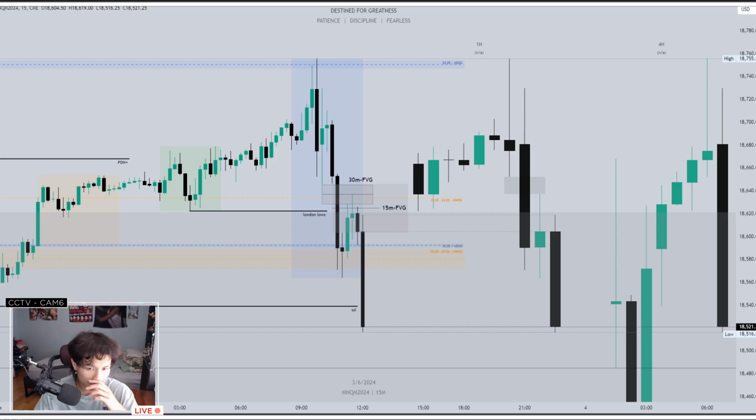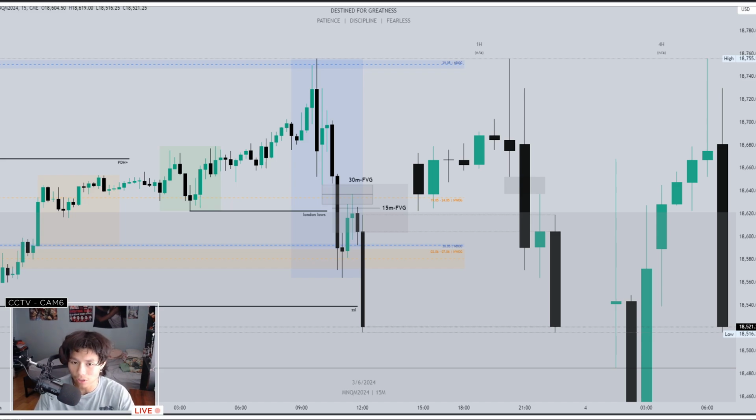It's very, very sensitive. Just keep in mind that the consequent encroachment of a fair value gap is a very sensitive level. And even in this 15-minute fair value gap, that the 30-minute fair value gaps within, notice how the bodies of the candles close right below the consequent encroachment of the 15-minute fair value gap. That isn't random. That's the algorithm doing its thing. It's basically price showing its hand to you.